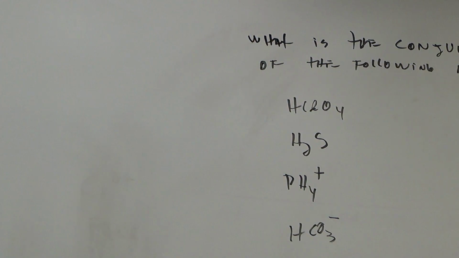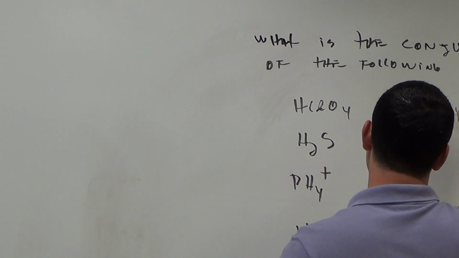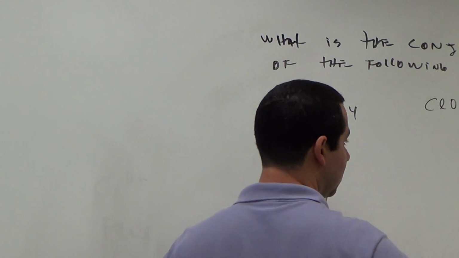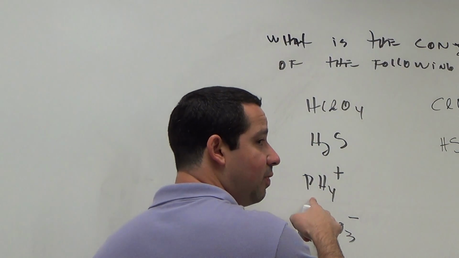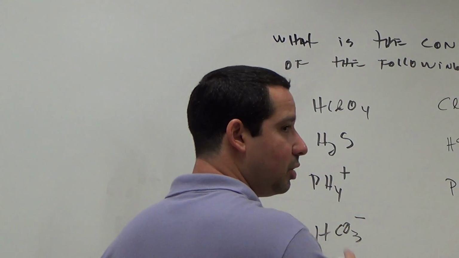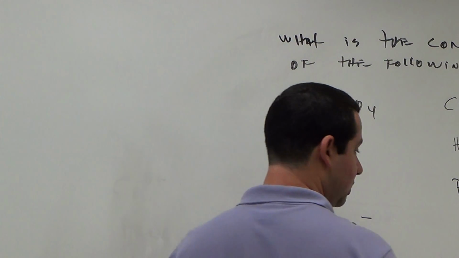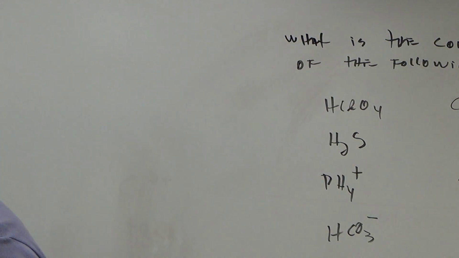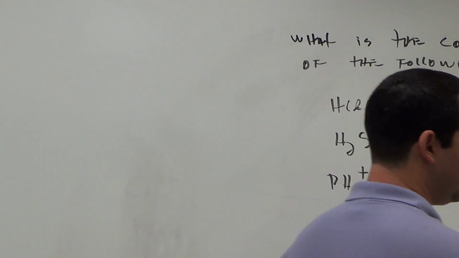What's the conjugate base of HClO4? ClO4 minus. You take away an H plus. What's the conjugate base of H2S? HS minus. Very good. What's the conjugate base of PH4 plus? PH3. You lose an H plus. It's gone, so now it's neutral. And what is the conjugate base of HCO3 minus? CO3 2 minus. Very good. There are questions on the test like that. I consider that 3 points.